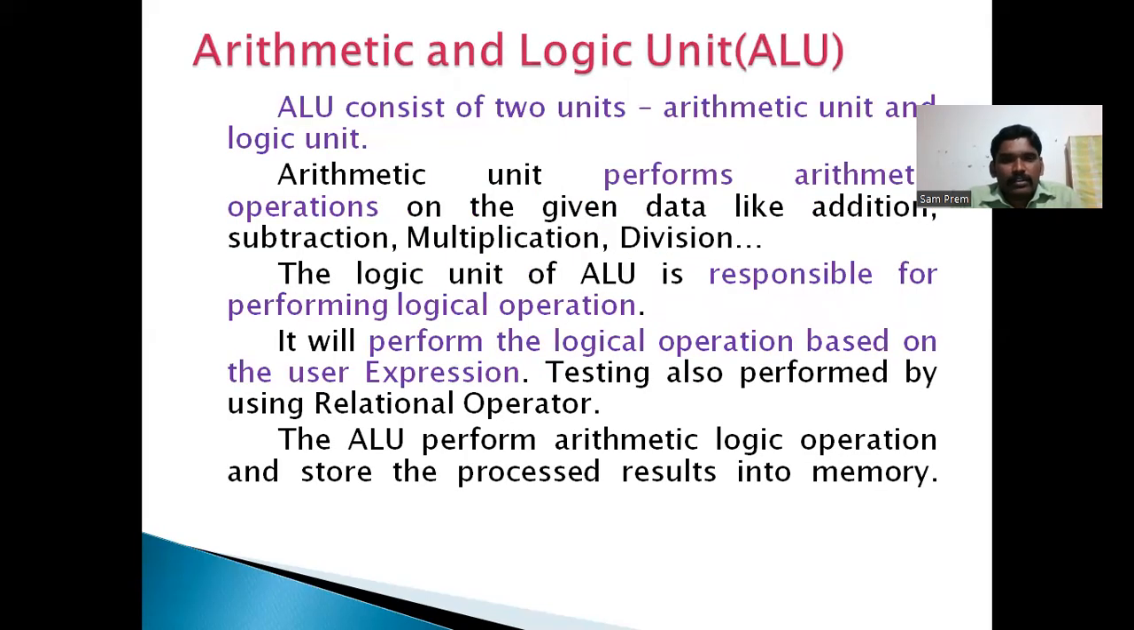And first one, the arithmetic and logical unit. The CPU has a part called the ALU. This ALU is nothing but the arithmetic logical unit. It performs arithmetic operations and logical operations. Arithmetic operations are addition, subtraction, multiplication, and division. So these are all the arithmetic operations. Logical operations are logical AND, OR, and NOT operations. These are some of the logical operations, and they are also performed in the arithmetic logical unit.